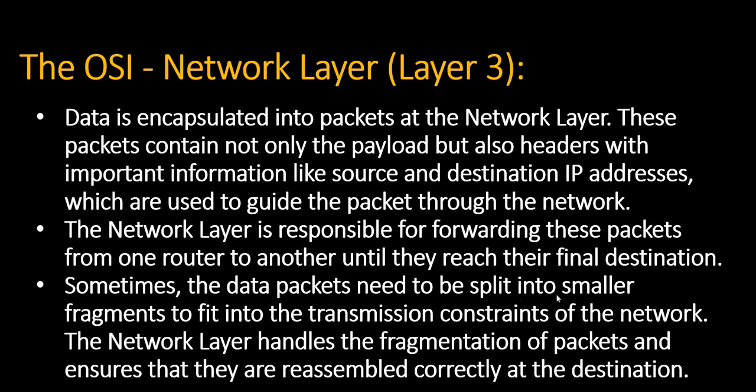Sometimes the data packets need to be split into smaller fragments to fit the transmission constraints of the network. So for example, if the data packet size is too high, first we will split it into smaller packets, and then those packets will be transferred over the network. The network layer handles the fragmentation of packets and ensures that they are reassembled correctly at the destination. These split ones are called fragments. For example, if we split one into 5, the 5 will be transferred over the network, and then on the destination side those will be collected and reassembled to make one single packet. That is how it is.